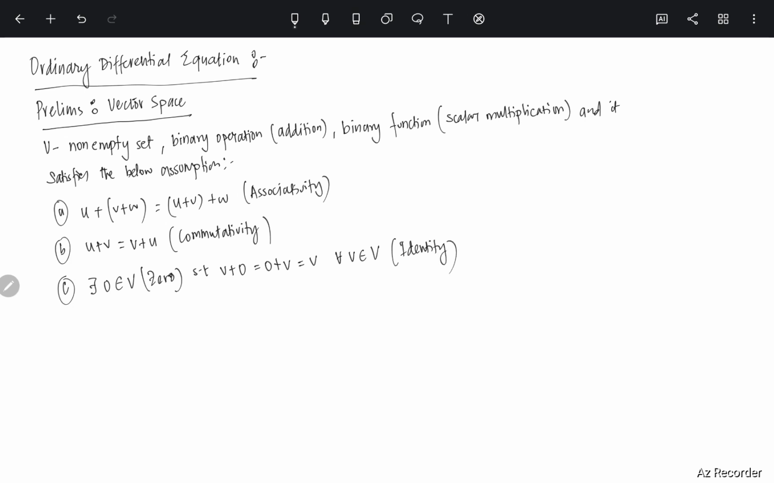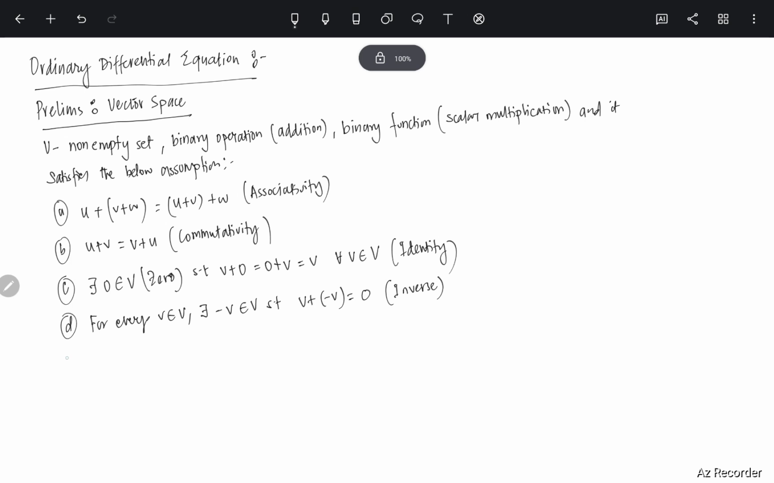And then of course you have the inverse with respect to vector addition. For every element V in V, there exists minus V in V such that V plus minus V gives you the identity element 0. So if you have an element V, you always have an inverse minus V. These are the 4 properties which the set should satisfy with respect to addition.